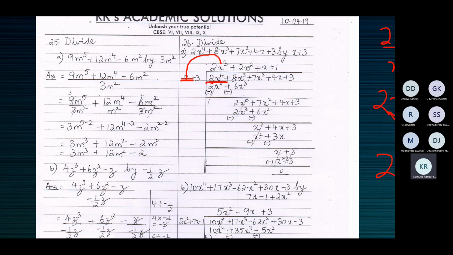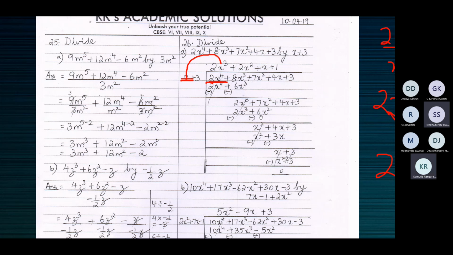Now again multiply 2x squared with x plus 3. So 2x squared into x. What is 2x squared into x? 2x cubed. And again 2x squared into 3 is 6x squared.